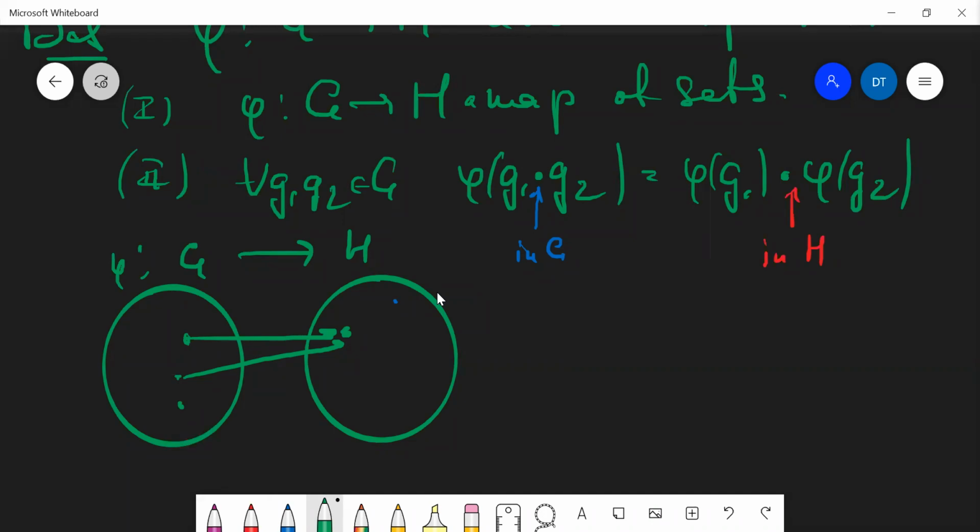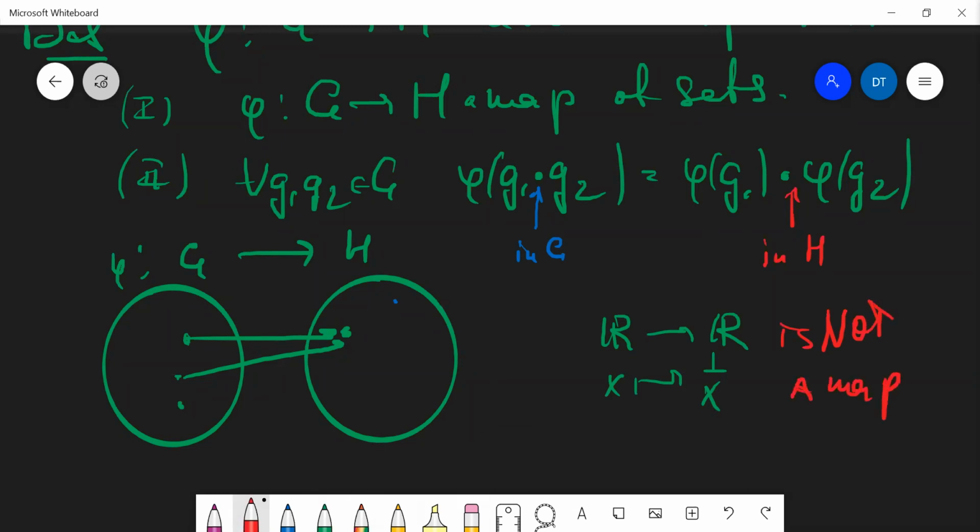Okay, thanks. For example, if you take a rule, let's say, which takes x to 1 over x, this is not a map, because it's not defined at 0. You don't know where to take the 0 element. So this is not a map.